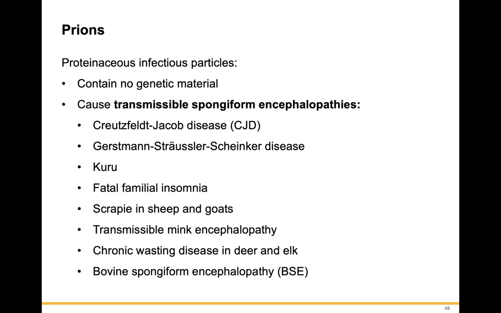Prions, we talked about these in the virus chapter. These stand for proteinaceous infectious particles. They contain no genetic material. They cause transmissible spongiform encephalopathies. And one of the most common types that we use as an example is Creutzfeldt-Jakob disease.